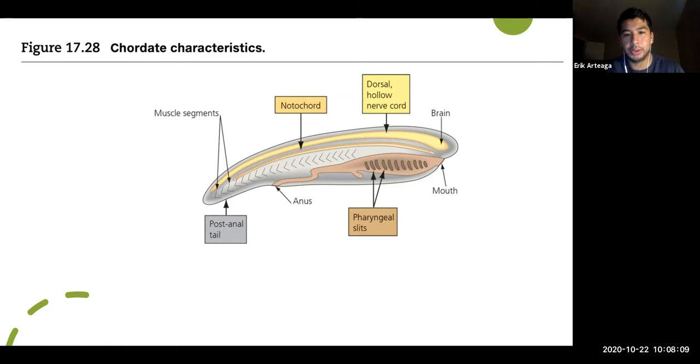All right, chordate characteristics. We have that notochord. Okay, remember it's going to be the cartilaginous tube that's going to be housing the central nervous tissue. Pharyngeal slits. Again, these are gill slits. You have that postanal tail, that extension of the spinal cord. Then dorsal hollow nerve root. Again, this is a CNS or central nervous system.